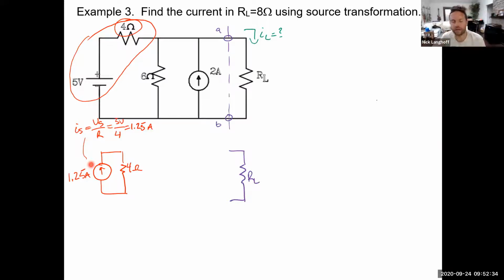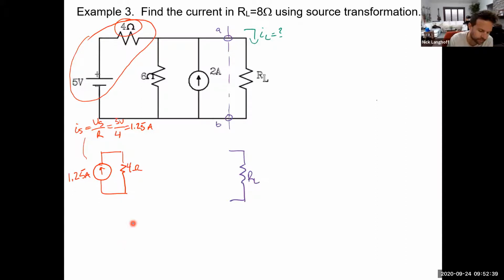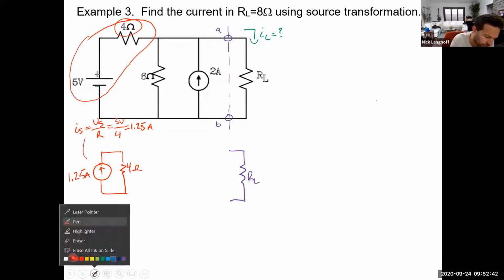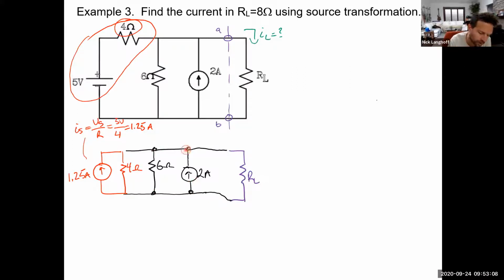All right, we'll leave that drawn in red so we can keep track of which parts of the circuit we've transformed and which parts we have not. So the parts that we have not, I'll just draw this still in black. Okay, there's the 6 ohm resistor, and then here is the 2 amp source, and then here this is connected to our load. Looks like my load resistor is a little bit lower there. Okay, so there we go.